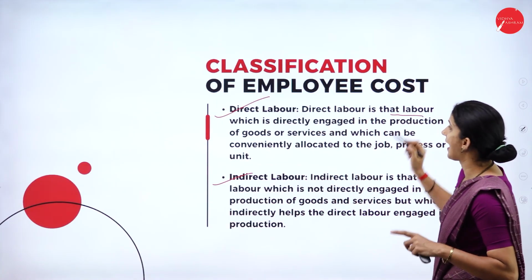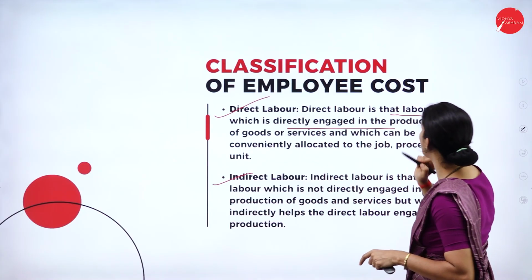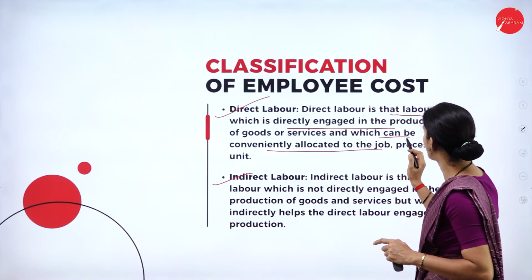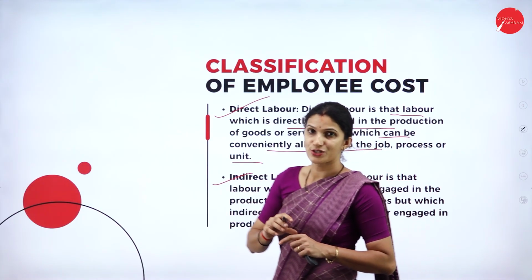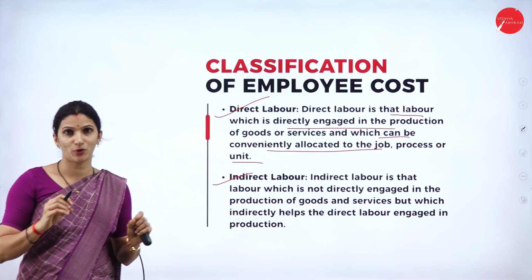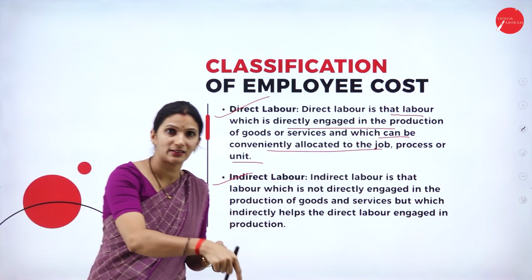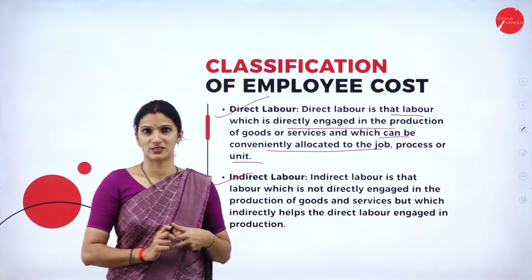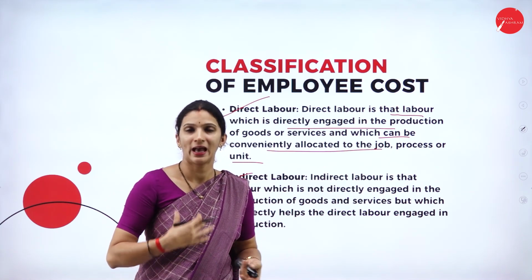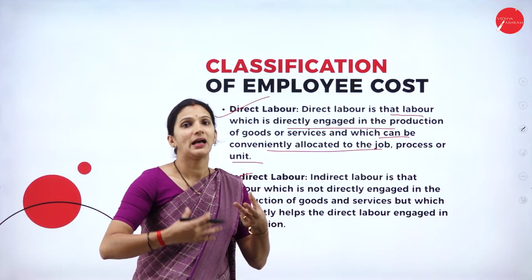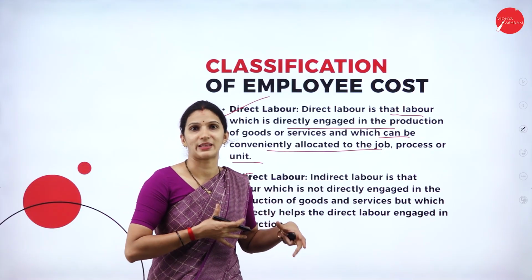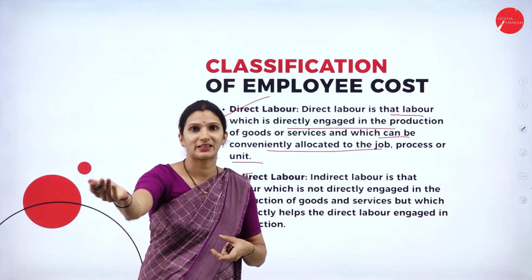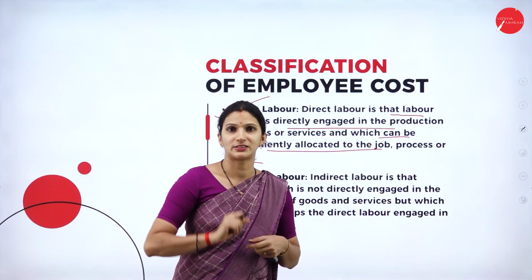See, direct labor is that labor which is directly engaged in the production of goods or services and which can be conveniently allocated to the job, process or unit. So direct labor means the time of the employees who are involved directly in the production work, and you can clearly identify what his portion of work in that process is. For example, in a furniture manufacturer you can see the carpenter, and that carpenter's wage we call the direct wage, because you can clearly identify his work, what time he has spent while making that furniture. That we call the direct wage.